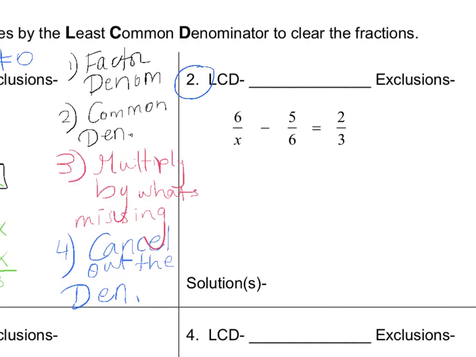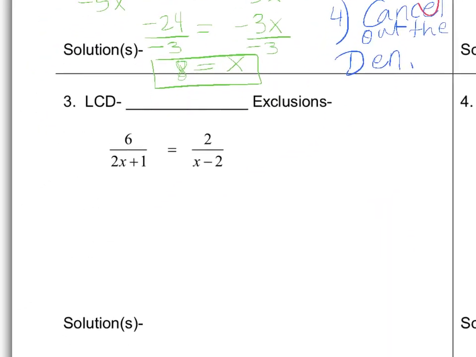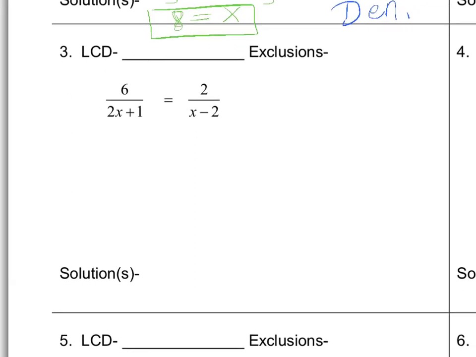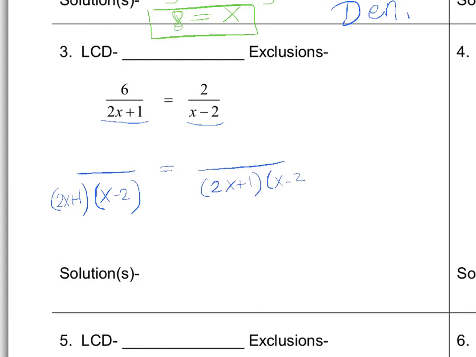Now let's move on to number 3. Again, LCD means the common denominator. In this case, the denominators are different. So remember, what do we do? We multiply them by each other. So it's going to be 2x plus 1, 2x plus 1. Never mind, it's 2x plus 1 and x minus 2. And the other one also is going to be 2x plus 1, x minus 2.